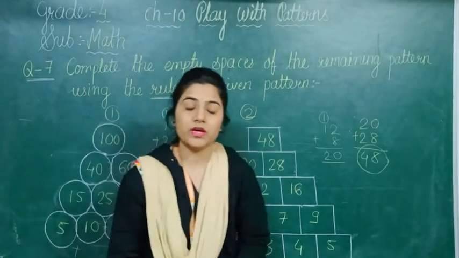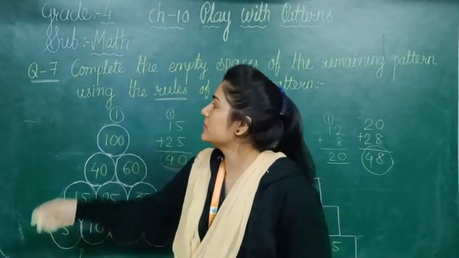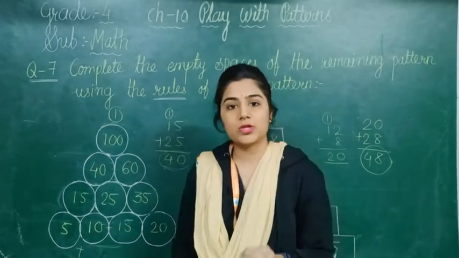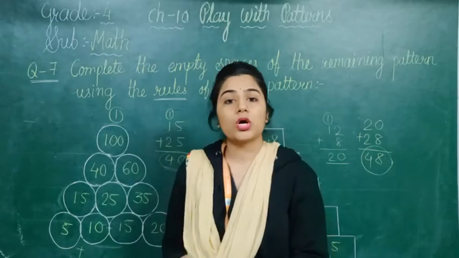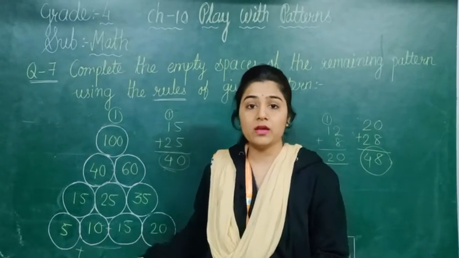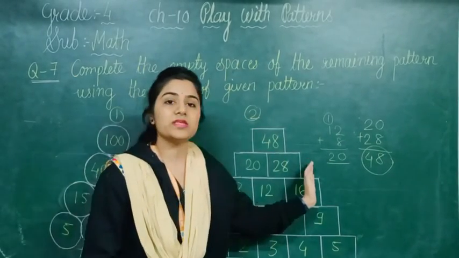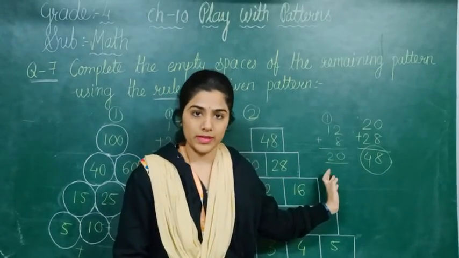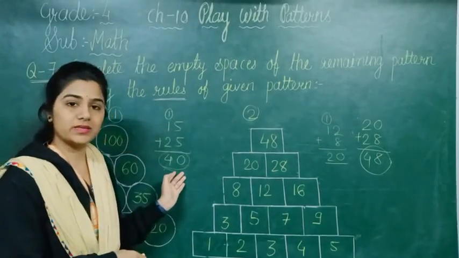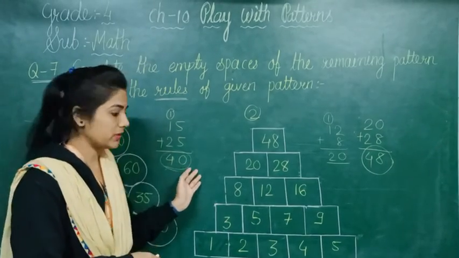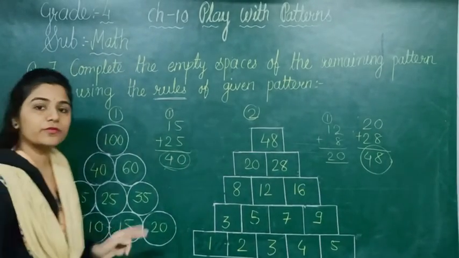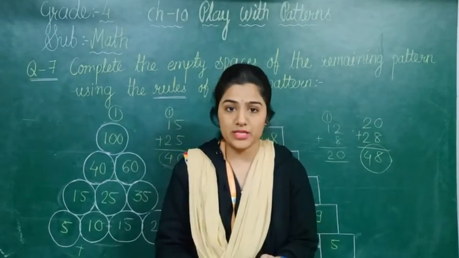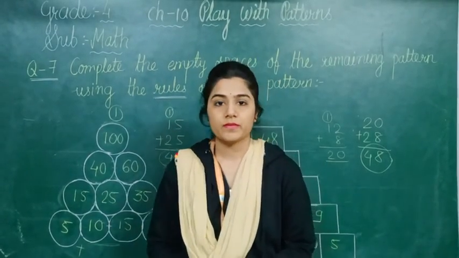So what we have done in this question 7: we have one pattern which is already given in your workbook. According to the first pattern, we have filled the remaining boxes and completed this whole pattern. In this question 7, we are doing the addition of two numbers and filling the empty spaces upside.